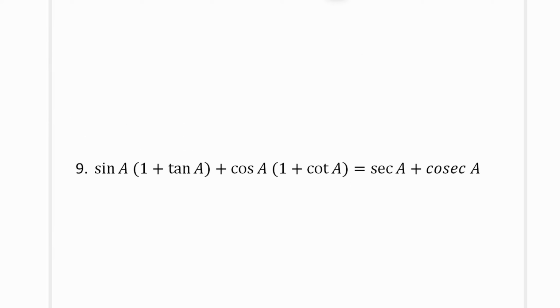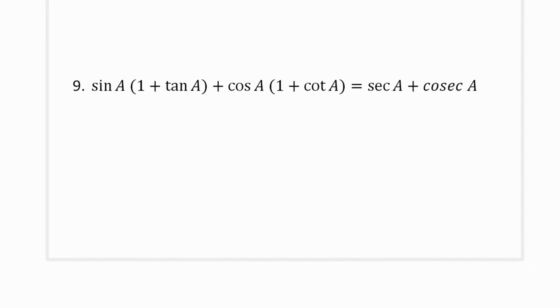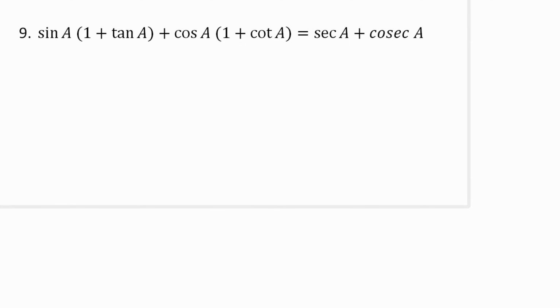In the next one, what they have done is this. It is (sin A)(1 + tan A) + (cos A)(1 + cot A) = sec A + cosec A. Again, we'll convert everything into sine and cos, because already two of them are in sine, one is in sine A, one is in cos A. So we will convert everything into sine and cos.